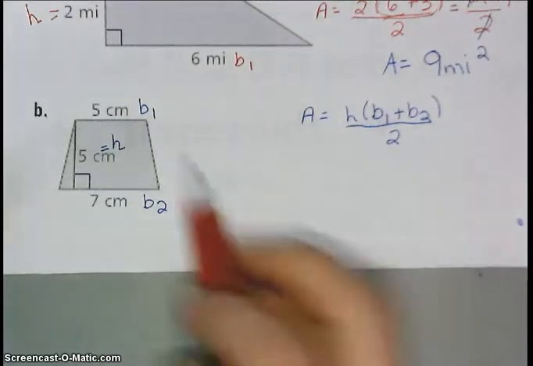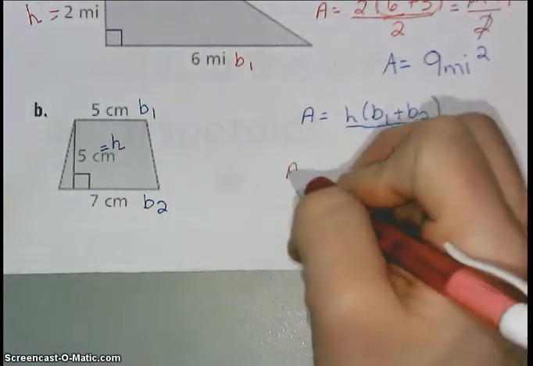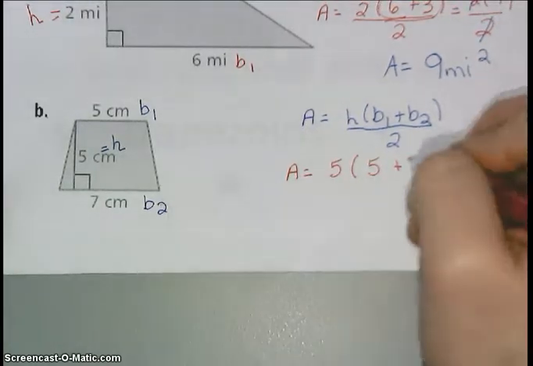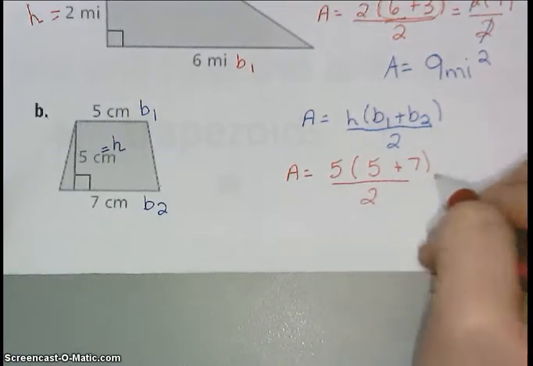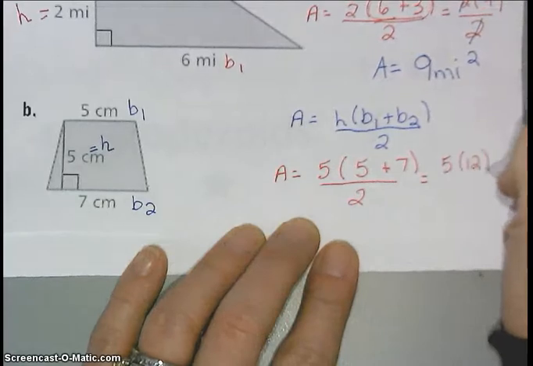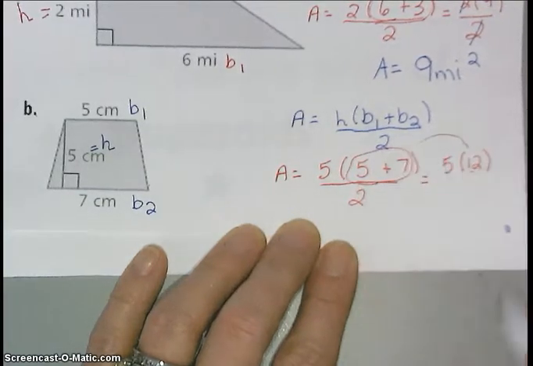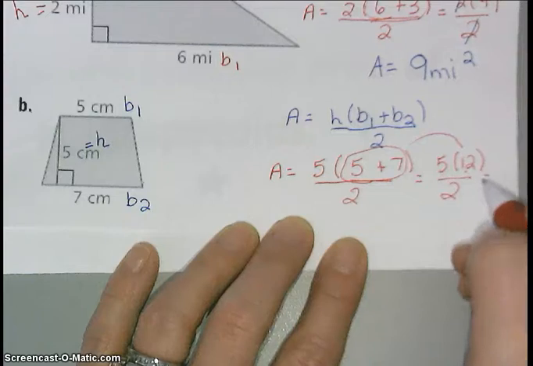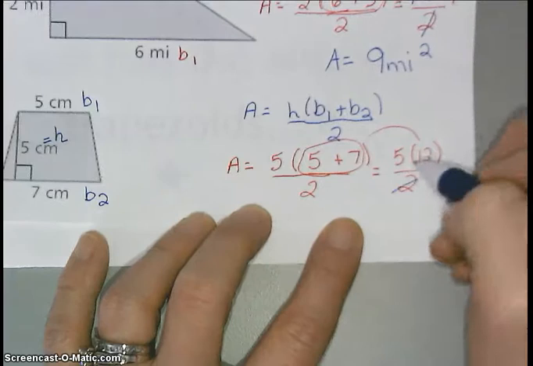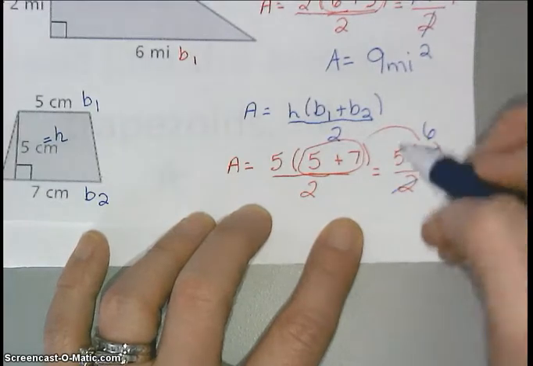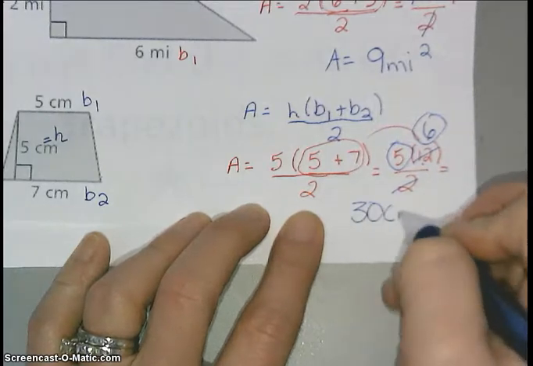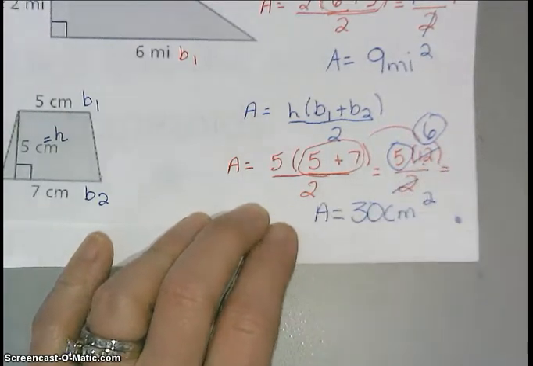Now I just take those numbers that I've labeled and I plug them in. So my area is equal to the height, which is 5, times base 1, which is 5, plus base 2, which is 7, all over 2. Now let's simplify here. So I have 5 times 12, because 7 plus 5 gives me 12, all over 2. We ask ourselves that lovely question, can we cross cancel anything? Yes, we can. 2 goes into 12 6 times. So I'm left with a 5 and a 6. So 6 times 5 is 30 centimeters squared is the area for that second trapezoid.